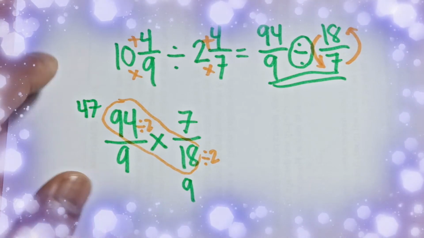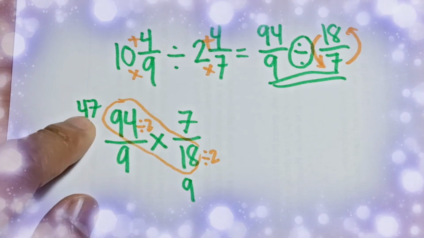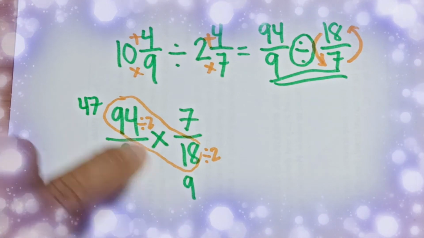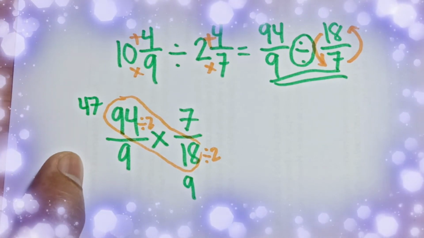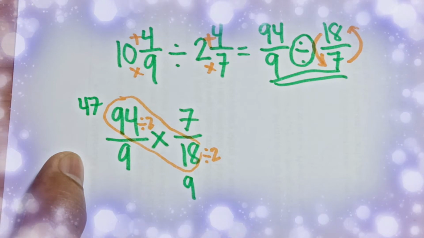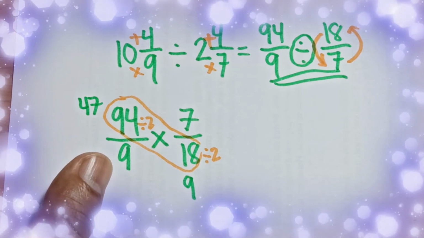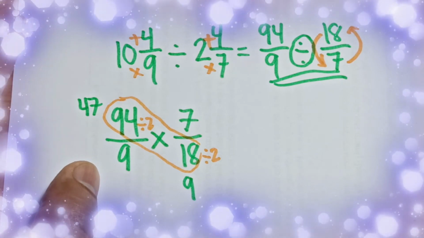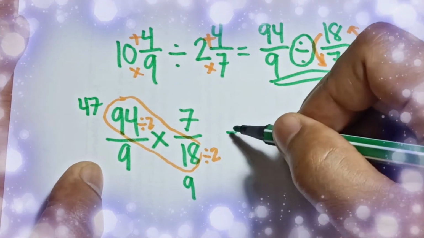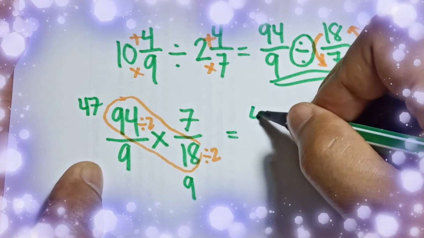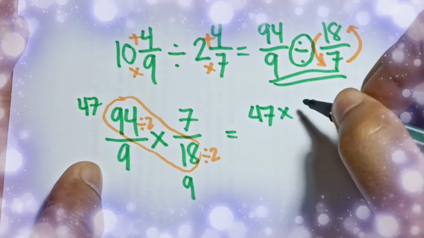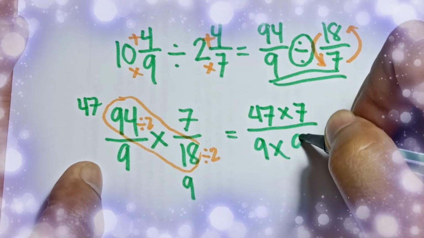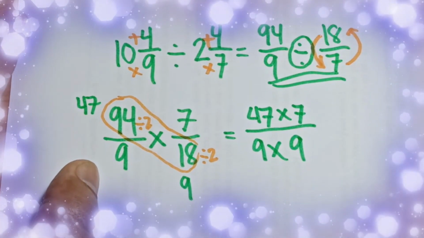So 94 divided by 2 is 47, and 18 divided by 2 is 9. Okay, so is there any number that we can reduce into its lowest term before we multiply? If there is no more, then it will become 47 times 7 over 9 times 9. Okay, like that.